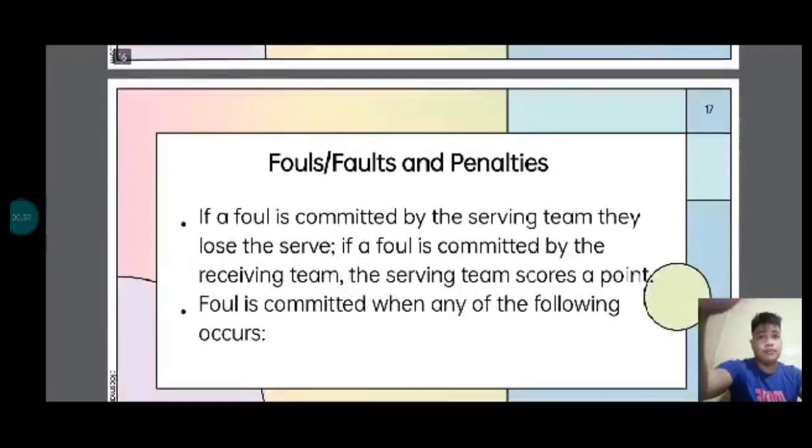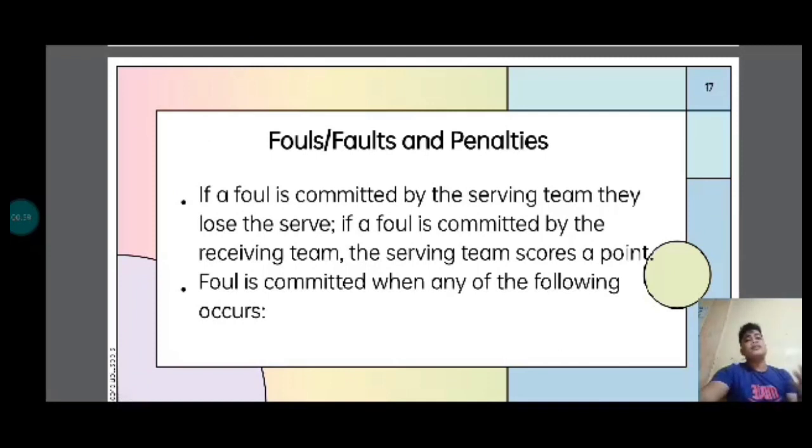So if a foul is committed by a serving team, they lose the serve. If a foul is committed by the receiving team, the serving team scores a point.